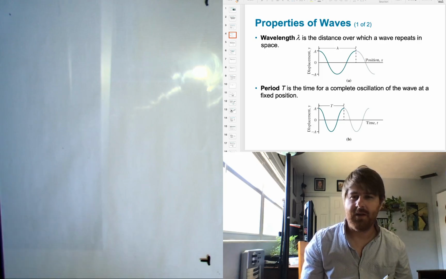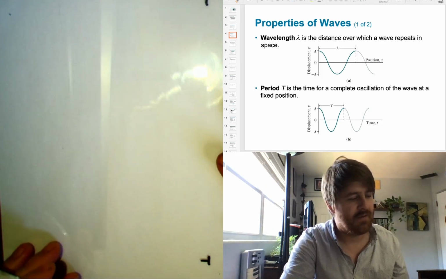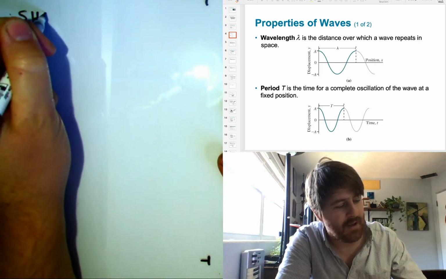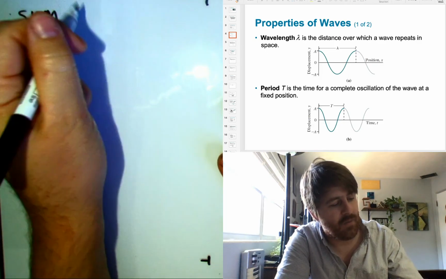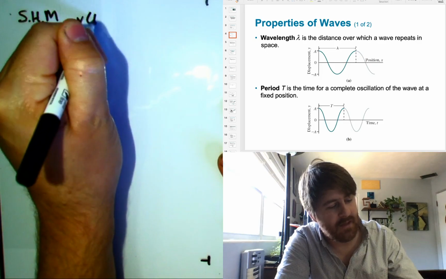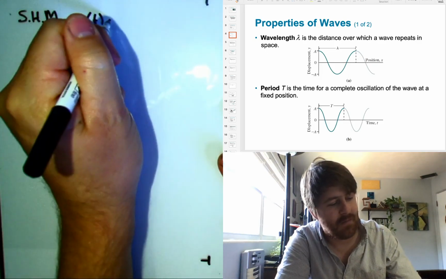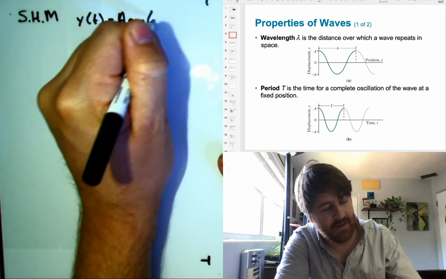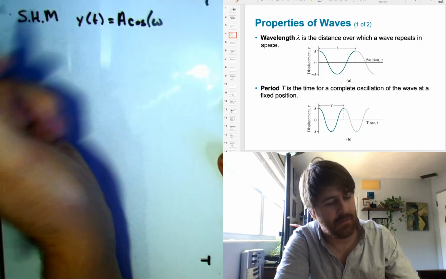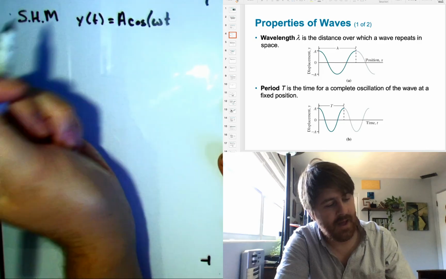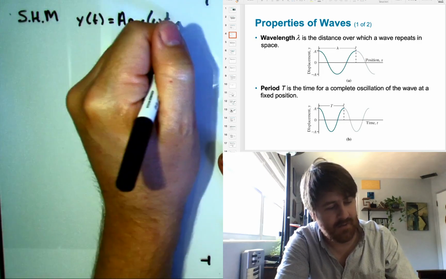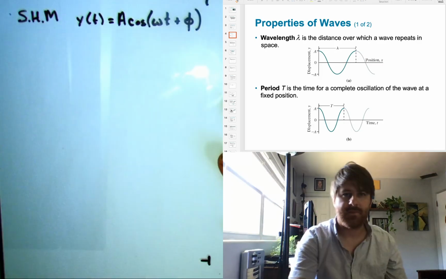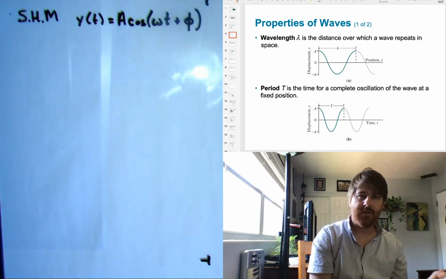Okay, so you're familiar with simple harmonic motion. That was something we talked about in Physics 1. For a simple harmonic oscillator, we can have y of t, a function of a single variable, is some amplitude times cosine of some angular frequency omega t, and depending on the initial conditions we have some phase angle phi. Okay?